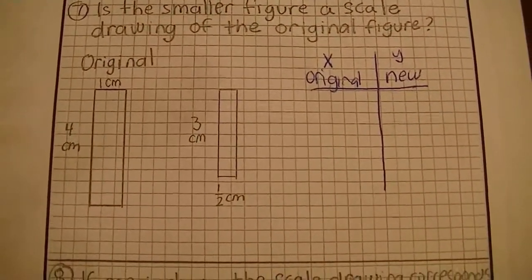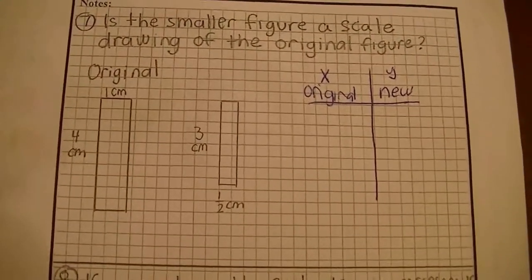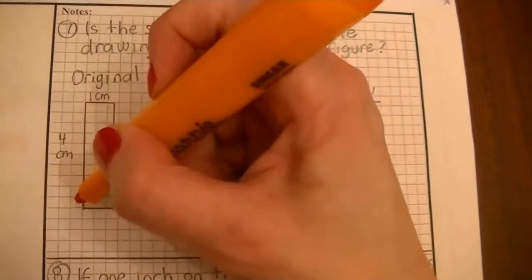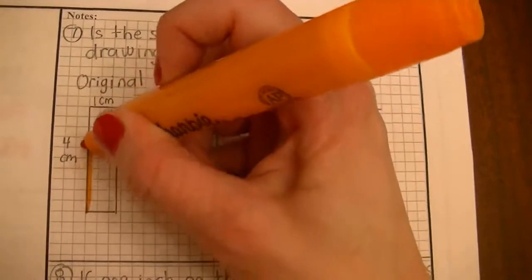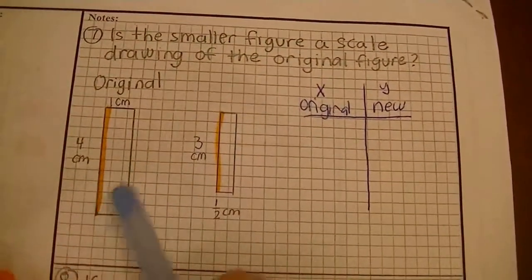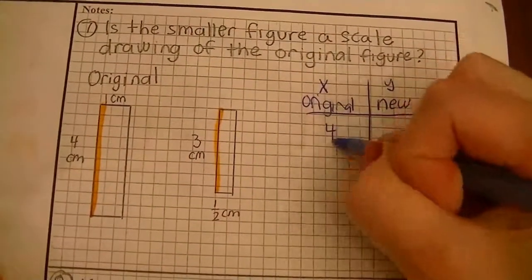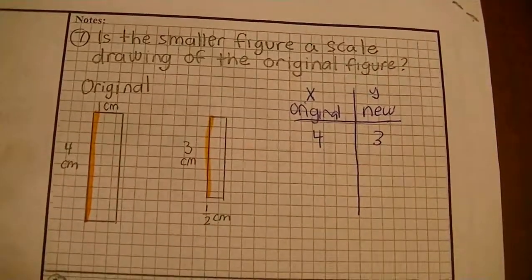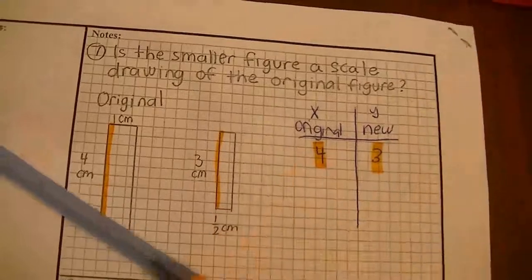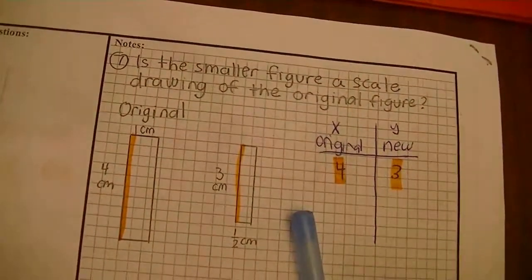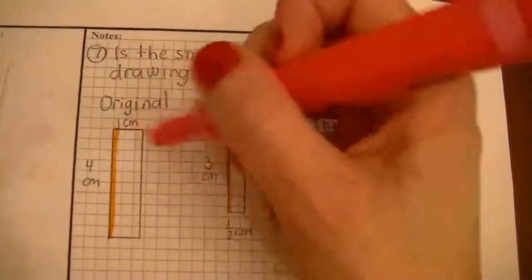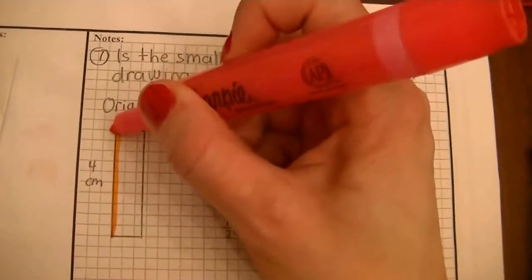And I can do the colors if you still need that support, but maybe you know how to do this now. So this side right here corresponds to this side. We just have to see if they're proportional, okay? So 4 in the original to 3 in the new. 3 centimeters and 4 centimeters. 4 centimeters and 3 centimeters. Okay, and then the next part, if this one's 1 centimeter, then this one down here is also 1 centimeter because it's a rectangle.